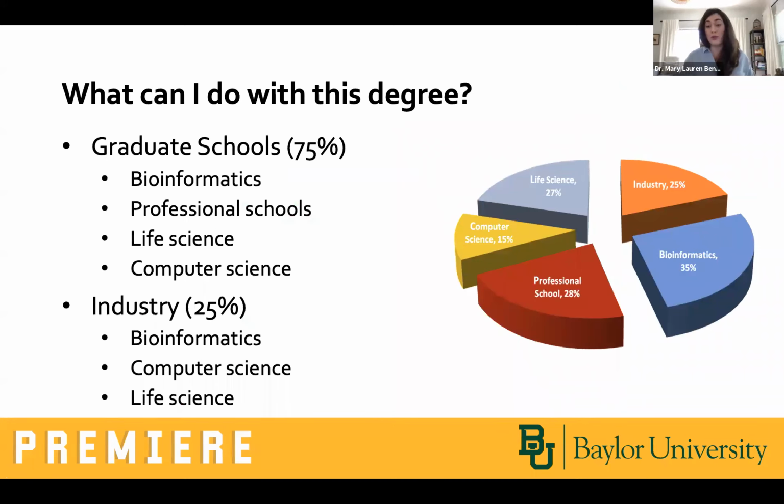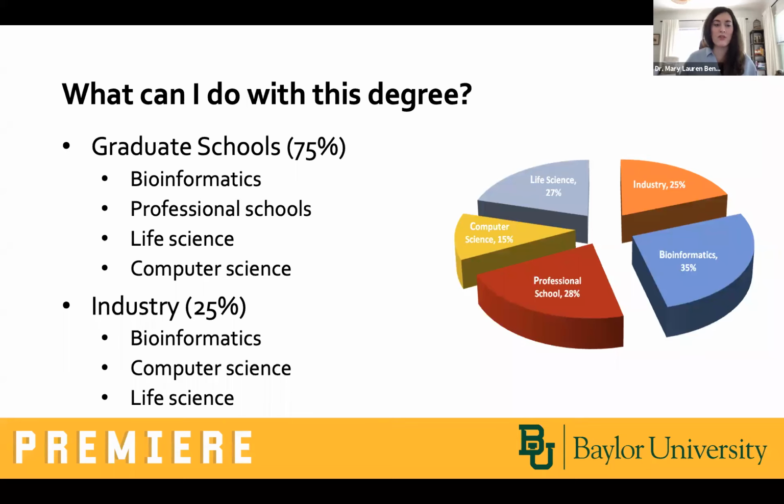So what can you do with the degree in bioinformatics? Like I mentioned at the beginning, a lot of our students go to graduate school. So about 75% of our students go to graduate schools, either the professional schools, those would be things like medical school, but we also have graduate programs, and students go to graduate programs in bioinformatics, in the life sciences like biology, or in computer science.